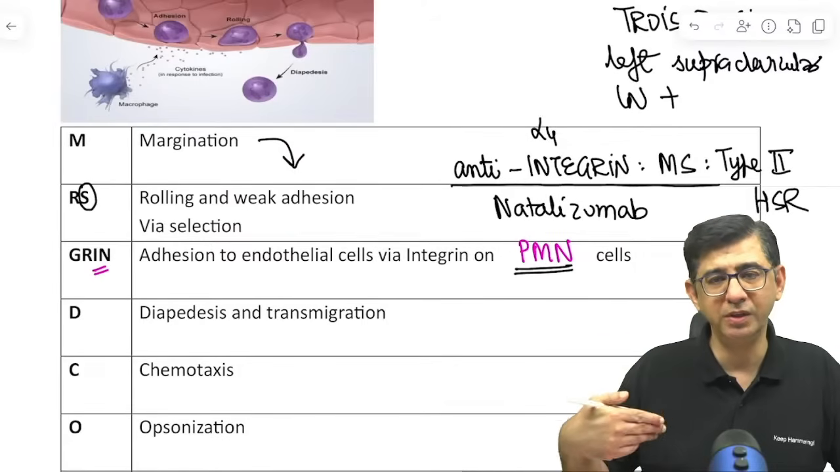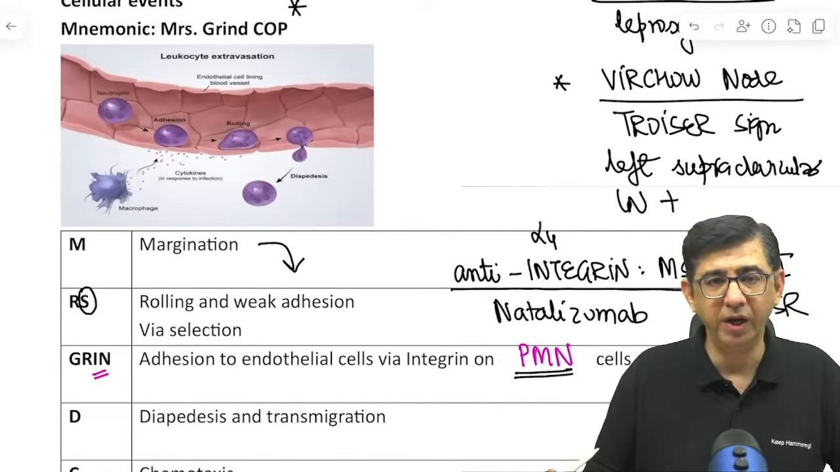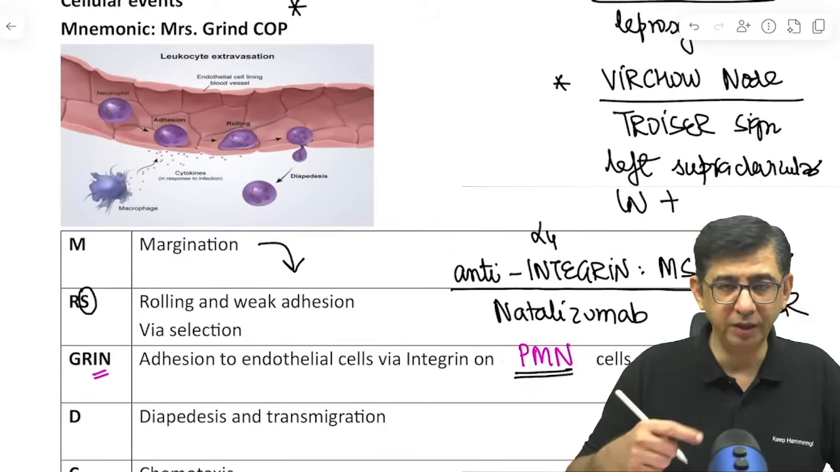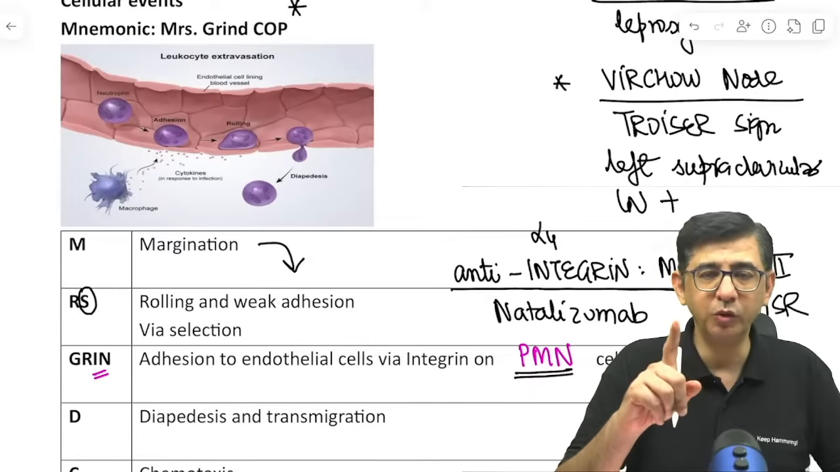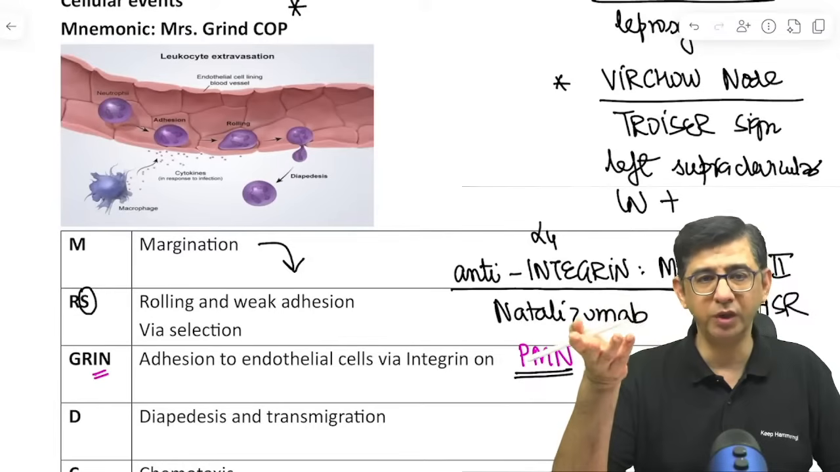So I'll say the points once again. The security system, the cell, will be going towards the periphery: margination, rolling, then it will attach to the wall of the blood vessel with the help of selectin. There are two words, one is selectin and the second is integrin. So where is selectin present? Selectin is present on the endothelial cells. And where is integrin present? It is present on the security system.